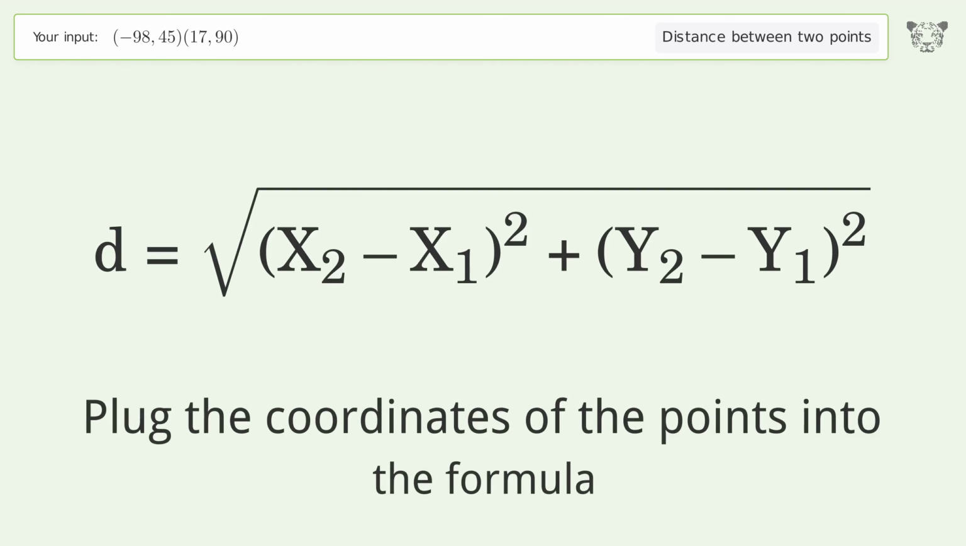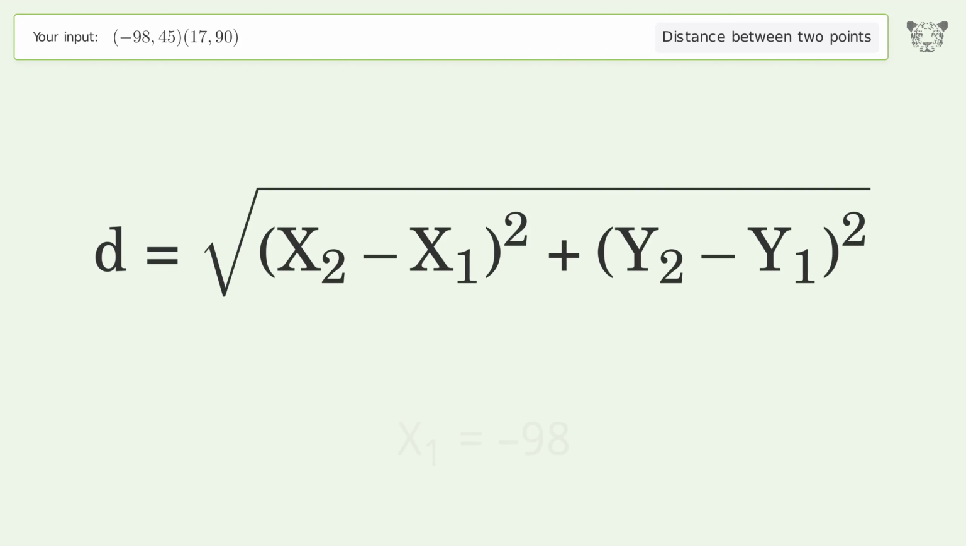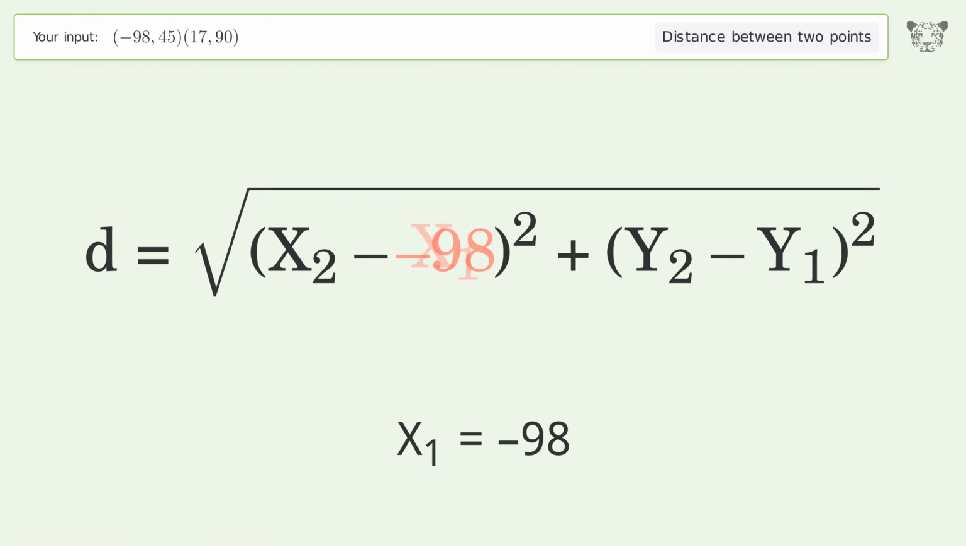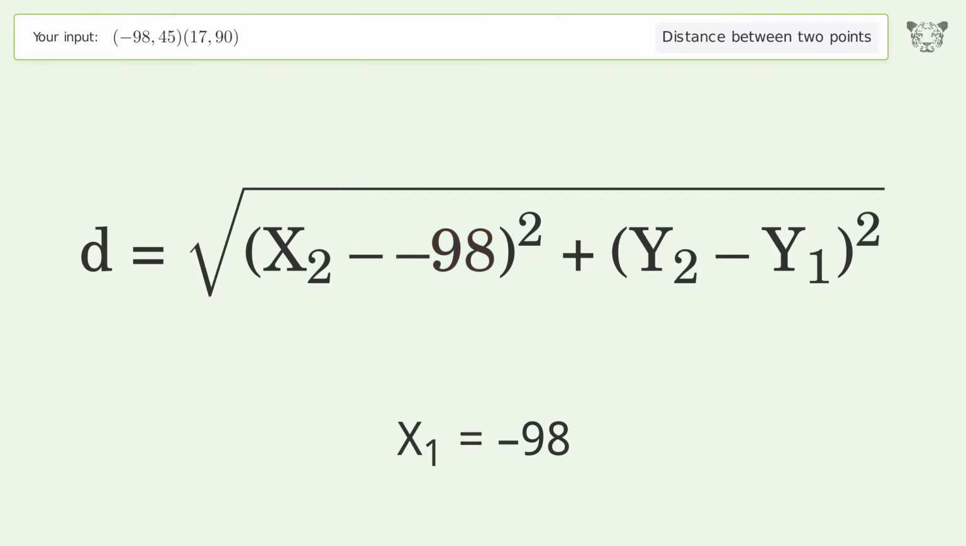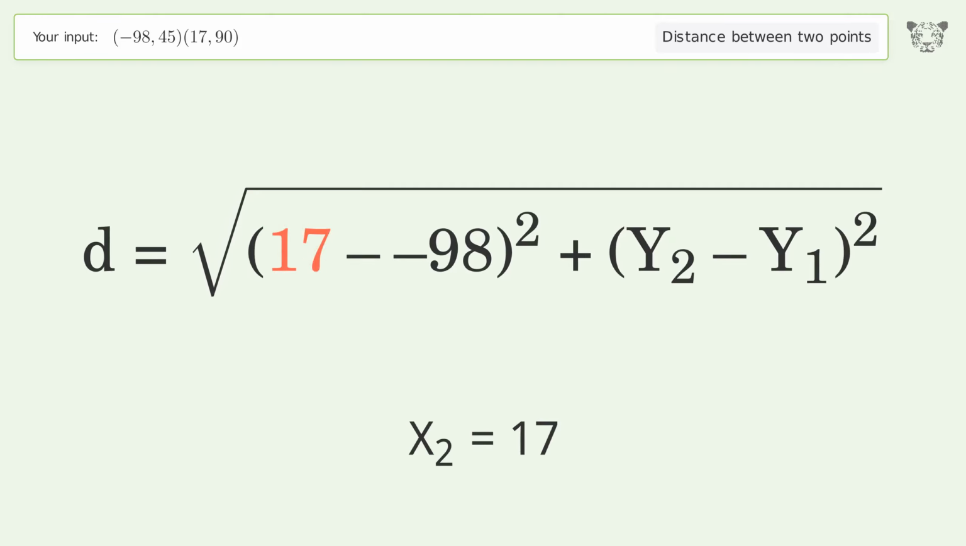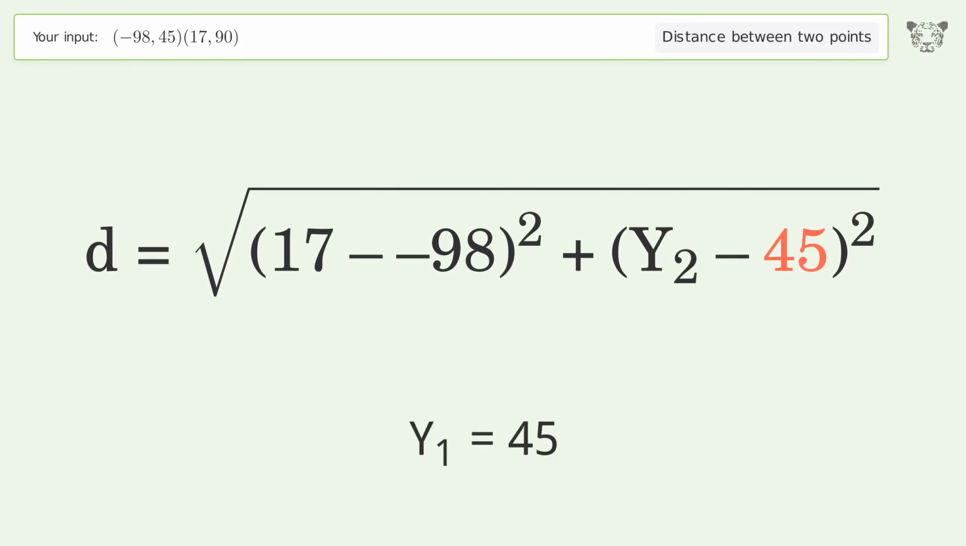Plug the coordinates of the points into the formula. x1 equals -98. x2 equals 17. y1 equals 45. y2 equals 90.